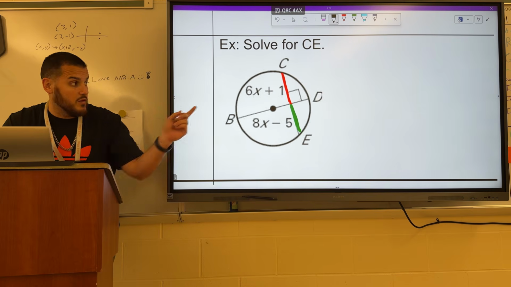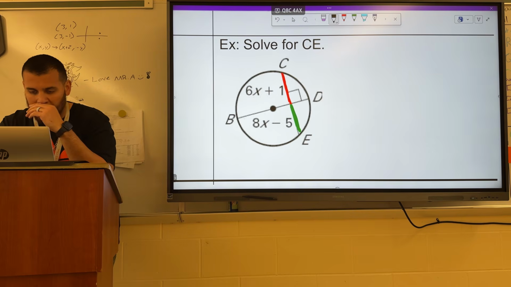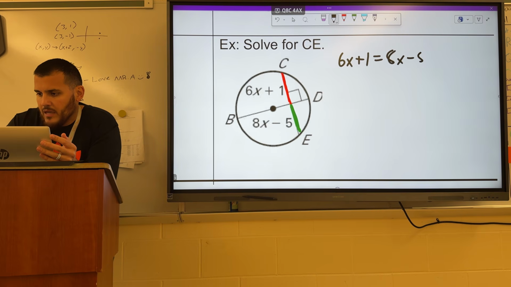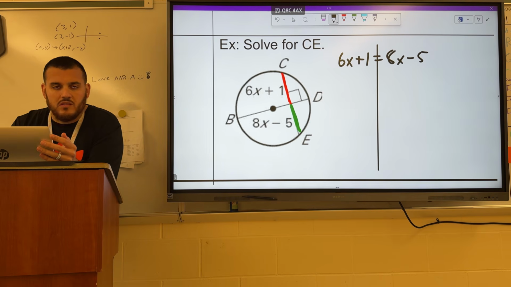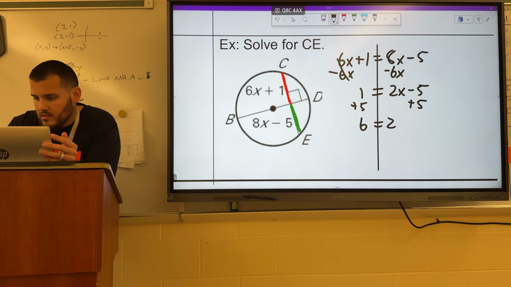Again, those segments of the chords have to be congruent because the diameter is perpendicular and bisecting it. So 6x plus 1 has to equal 8x minus 5. In this, we can solve for x. I can subtract 6x from both sides to get all the x's to the right. That'll give me 2x minus 5. I can add 5 to both sides to get the 2x alone. We get 6 equals 2x. Then I can divide both sides by 2 to get x equals 3.